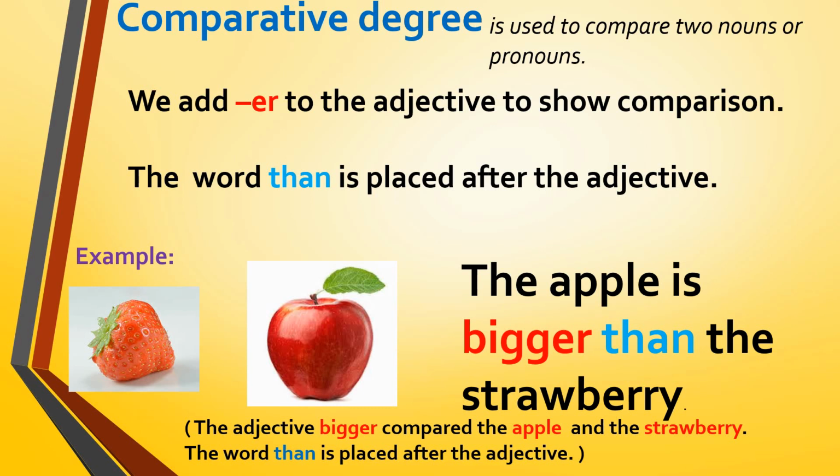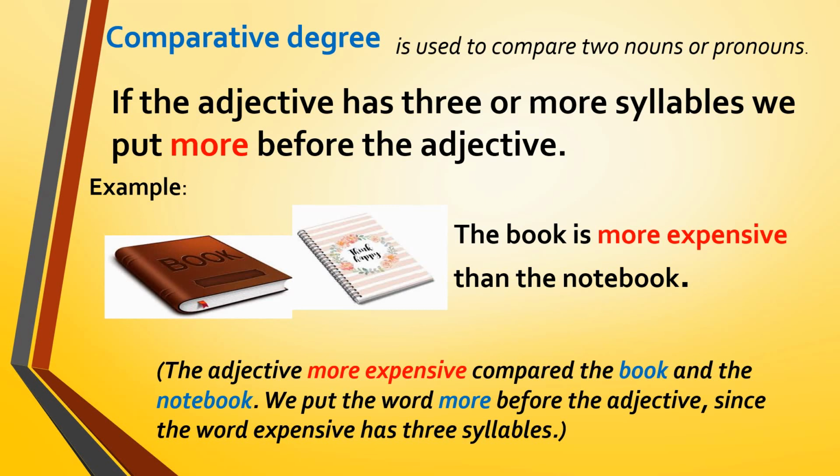So, this is known as comparative degree, where we compare two nouns or pronouns together. So, we call it comparative degree. Comparative degree is used to compare two nouns or pronouns.